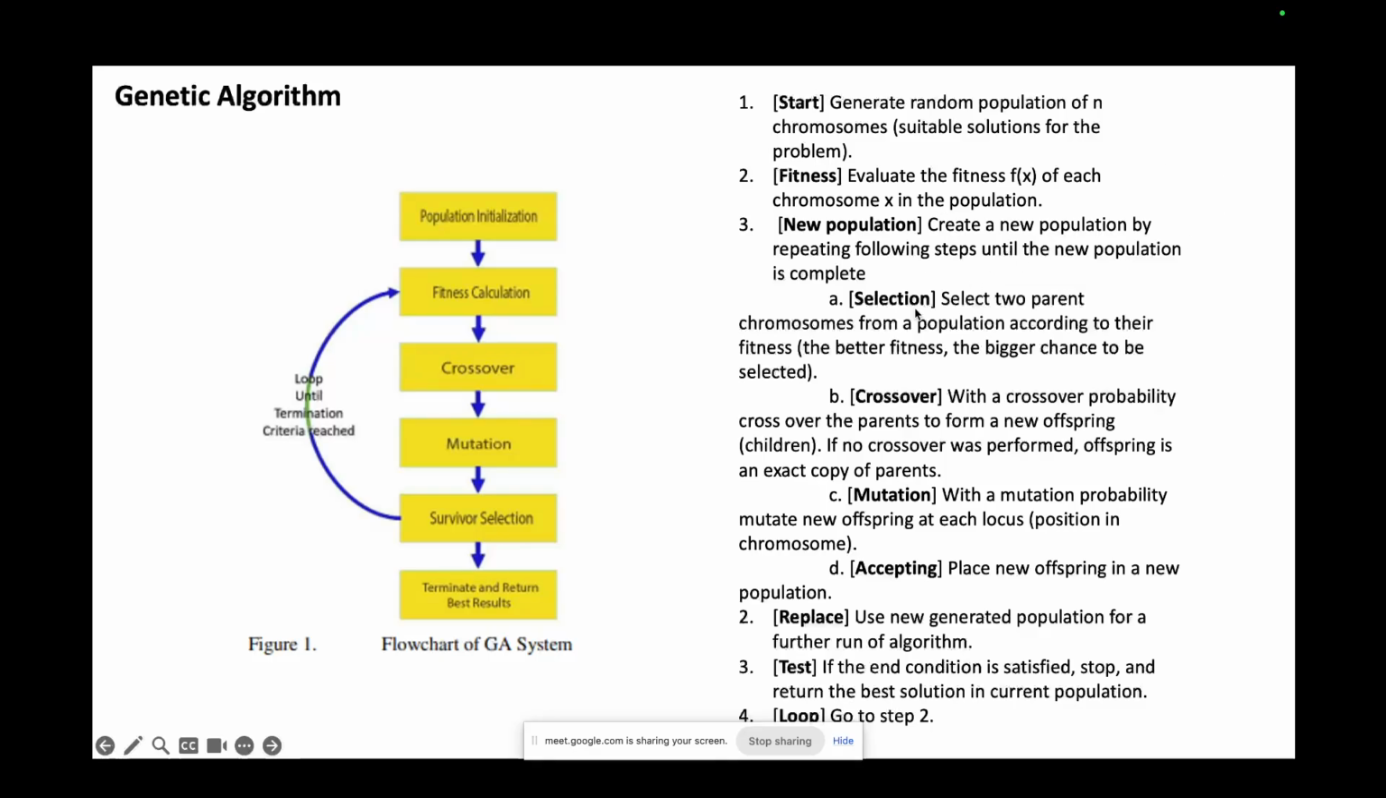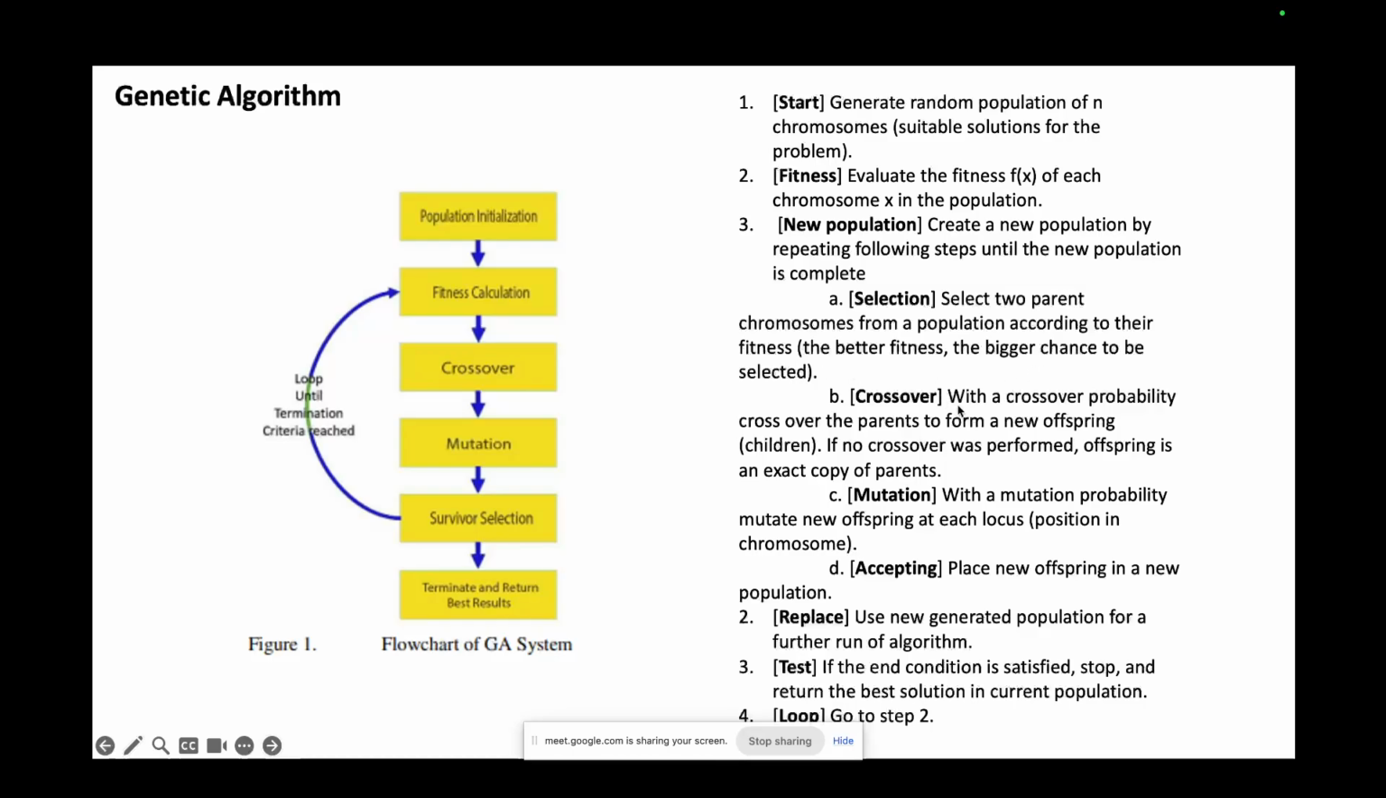These are the types of elements that bring about this kind of variation or change in the offspring: first one is selection, second is crossover, third is mutation, and fourth is accepting. These are the types of methods that are used to make the offspring, which is the next generation from the parents, and you are creating a new population like that. By selection, basically you select two parent chromosomes from the population according to their fitness. The better the fitness, the bigger the chance to get selected.